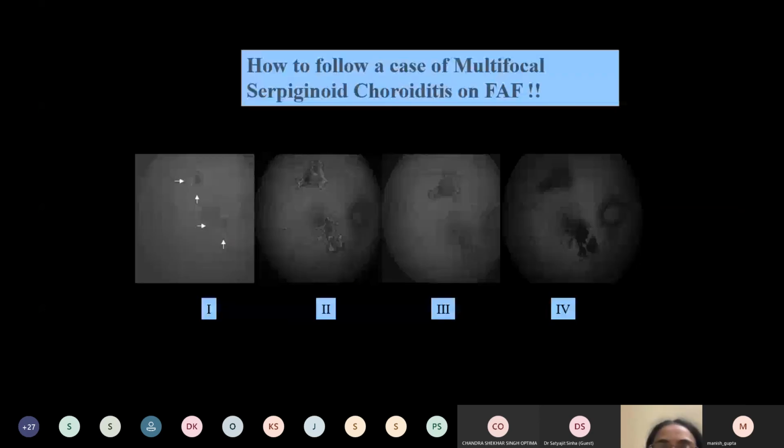So if you see on the left, you have 1, 2, 3, 4. These are all autofluorescence images, and one is when the lesion presents actively. Second, when you start treating, there is a stage 2. It starts becoming hypoautofluorescent, and this hypoautofluorescence increases in stage 3 and completely takes over the hyperautofluorescence. So in stage 4, which you see on extreme right, this is the ideal result that you need to have after treating your patients.